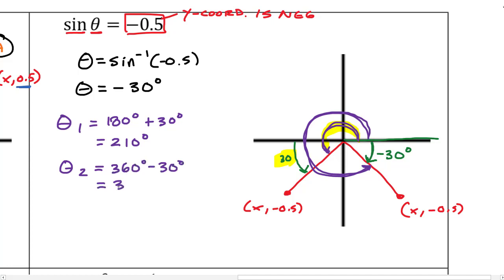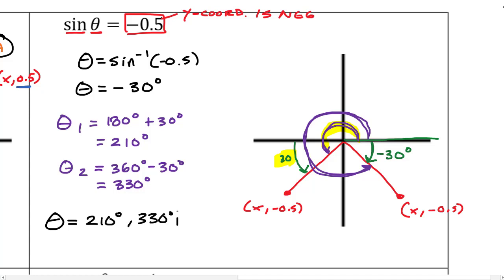So it helps a lot to draw the diagram, because if you don't have the diagram drawn, especially when you're starting out, you're going to get really lost on these. I've been doing this for years, teaching it for 15 years, and I went to university and high school just like you, and I still draw the pictures. It really helps make sense of this stuff. So my two angles are 210 and 330.